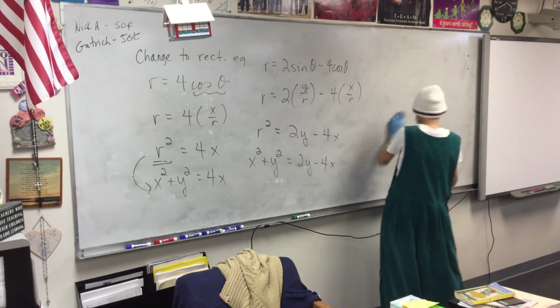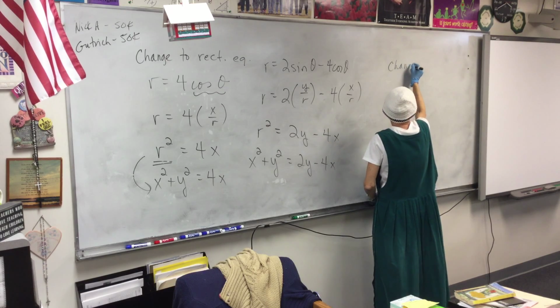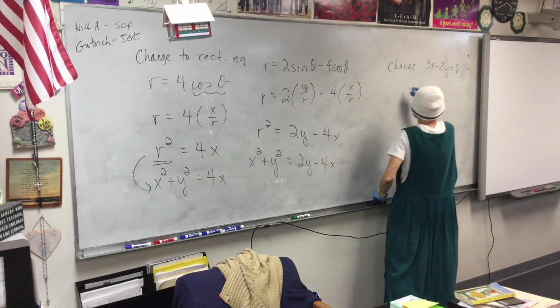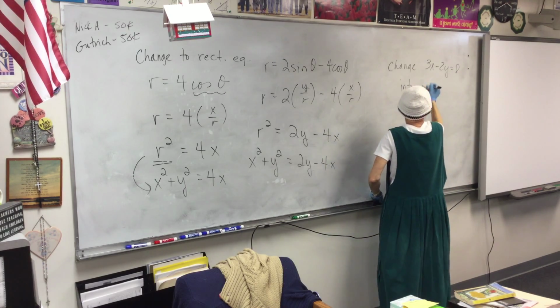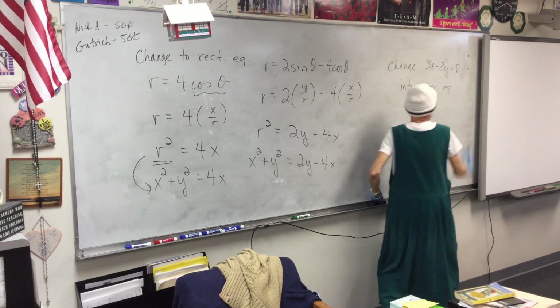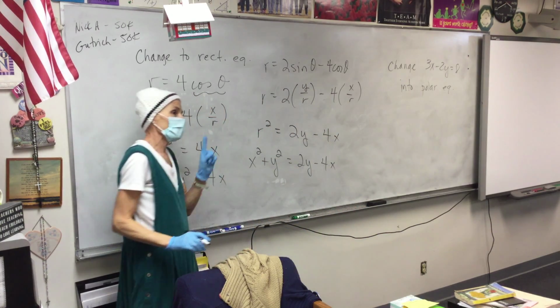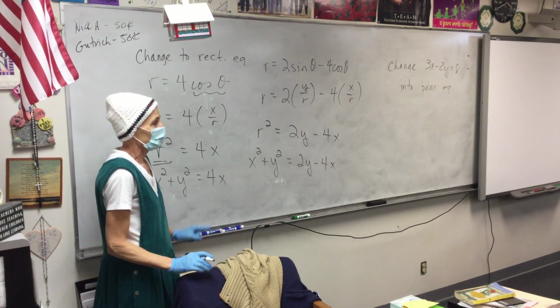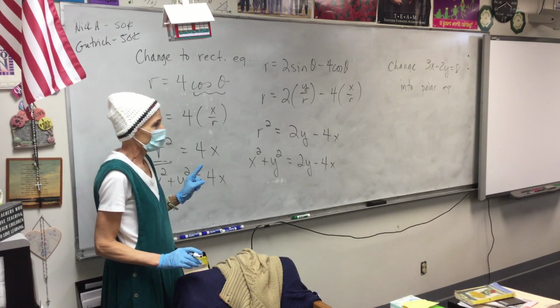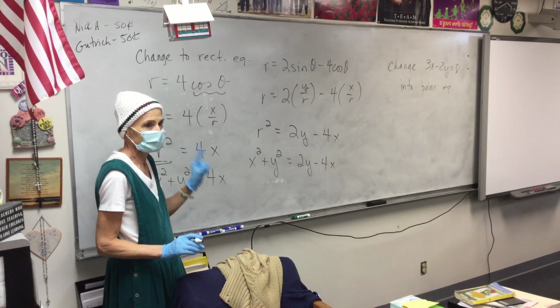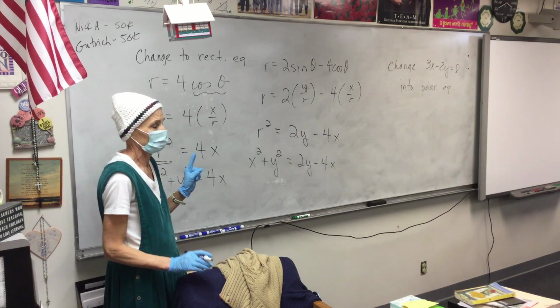Suppose we had to change 3x minus 2y equals 8 into a polar equation. Now, anybody who ever misses this problem, I don't know what I'm going to do, because this is the easiest thing you are ever going to do.